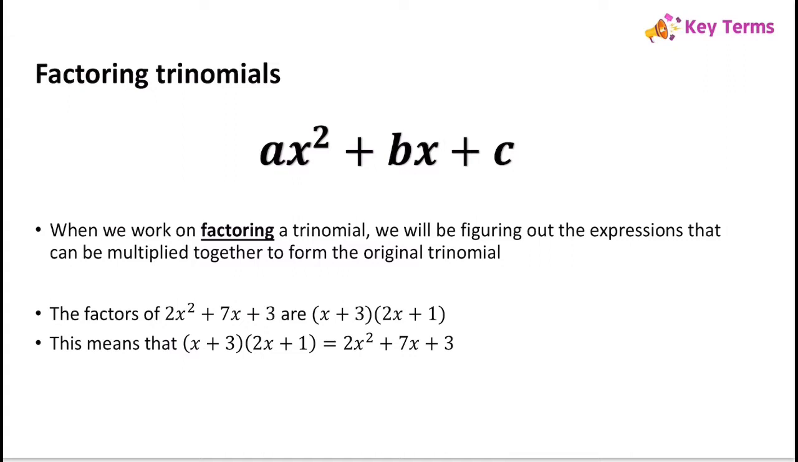So for example, the factors of 2x squared plus 7x plus 3 are x plus 3 and 2x plus 1. So that means that if I multiply x plus 3 times 2x plus 1, I get the original trinomial, which is 2x squared plus 7x plus 3.